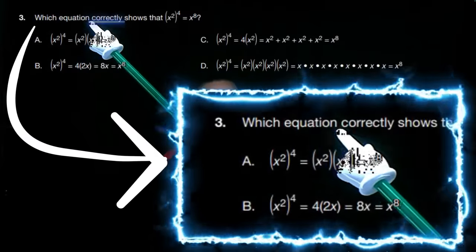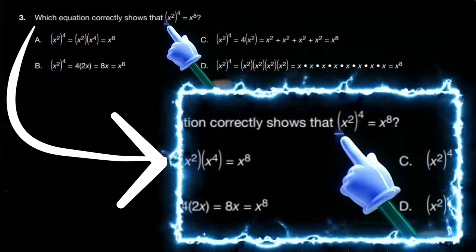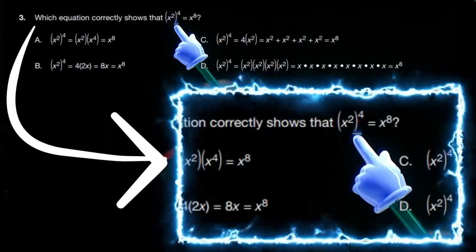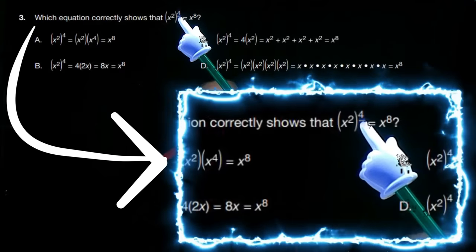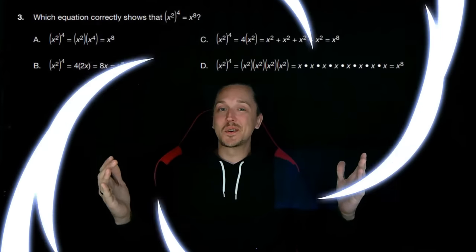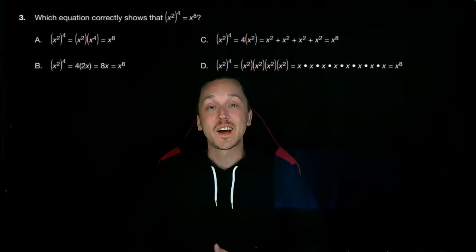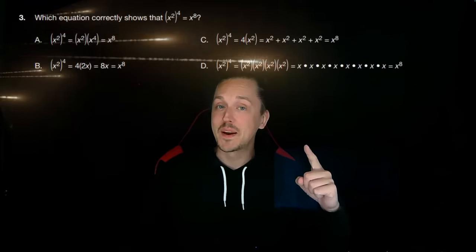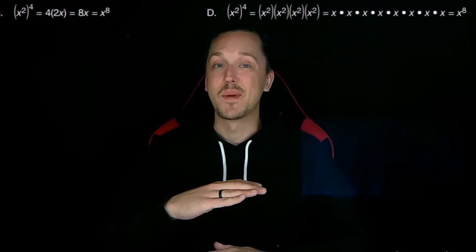Which equation correctly shows that open parentheses x squared close parentheses raised to the fourth power equals x raised to the eighth power? You may have noticed that I stated the parentheses out loud. That's because they're an important part of this and many problems. We have always got to be mindful of them.